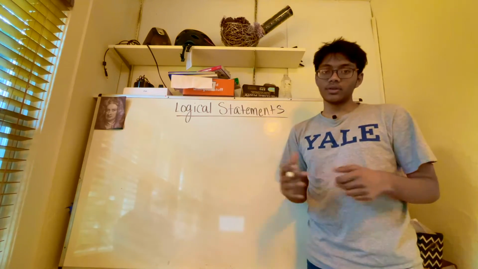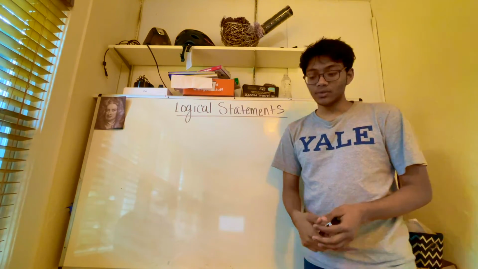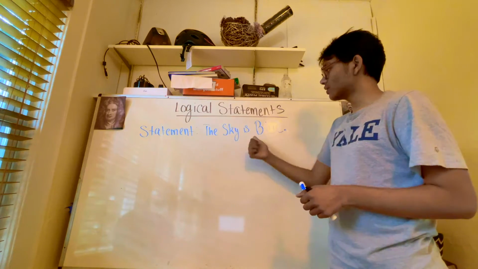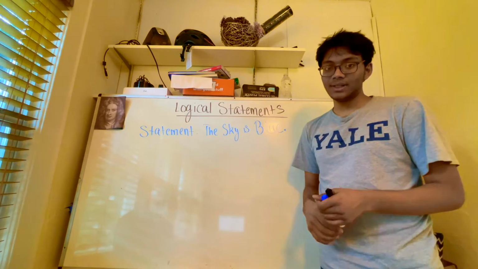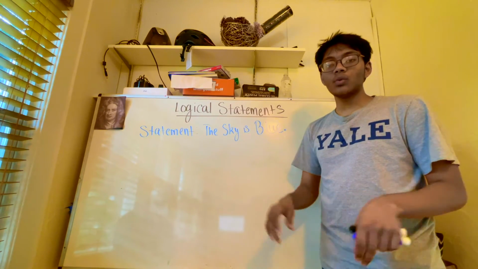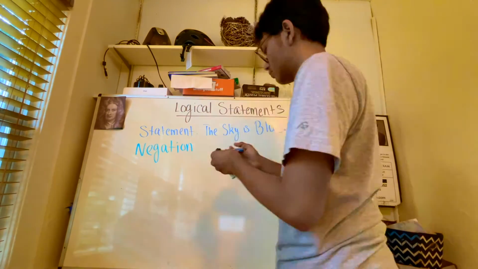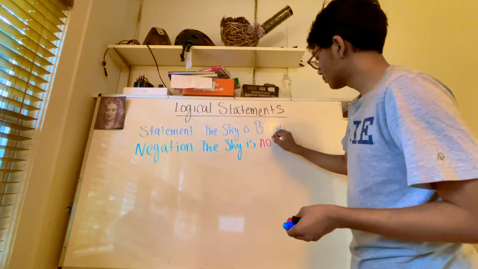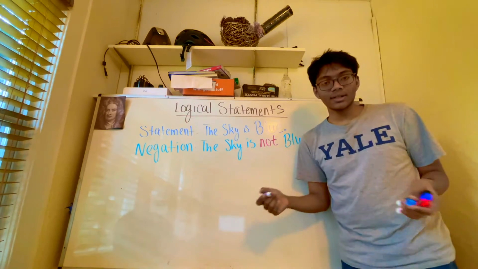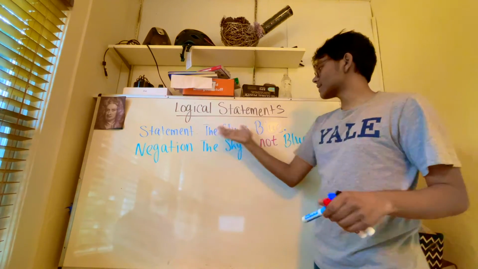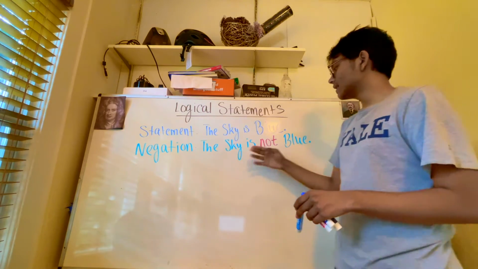So what is a logical statement? For example, the sky is blue. So this is a logical statement. You can negate this statement. Negating the statement means putting the word not in it. That's all a negation is, right? The statement is the sky is blue. The negation is the sky is not blue.